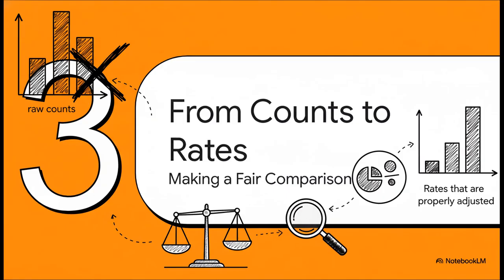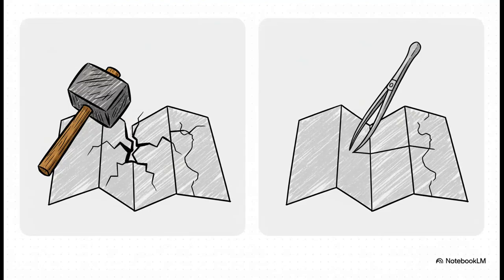Okay, so now that we get that, the very first step to fixing our map is a big one. We have to stop using raw counts, period. Instead, we need to start using rates, but not just any rates. Rates that are properly adjusted to deal with those population differences we've been talking about. And that brings us to the difference between a crude rate and a standardized rate. Think of a crude rate like a sledgehammer. It's simple, yeah, but it's a blunt instrument. A standardized rate, on the other hand, is like a surgeon's scalpel. It's a precision tool, and it's absolutely essential if you want to get an accurate picture of what's going on.